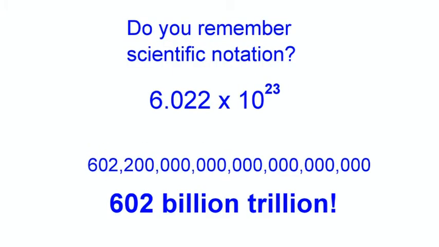If you remember scientific notation, then you know that 6.022 times 10 to the 23rd equals 6,022 with 20 zeros after it, or about 602 billion trillion, a very, very large number.